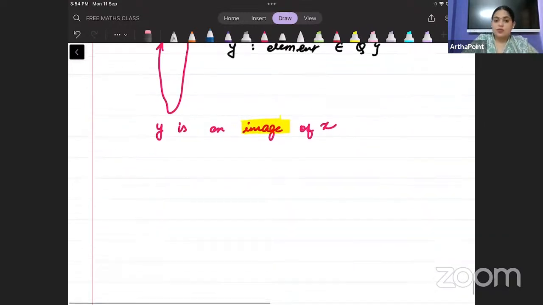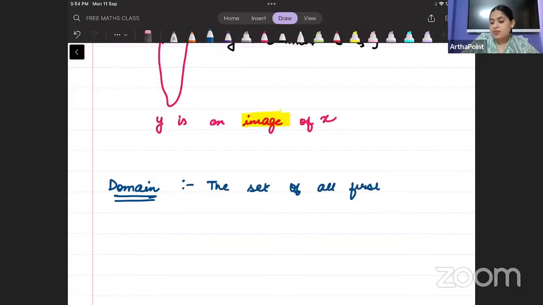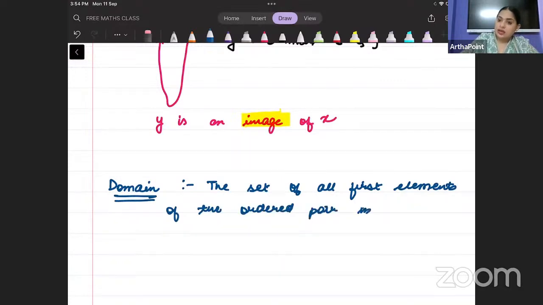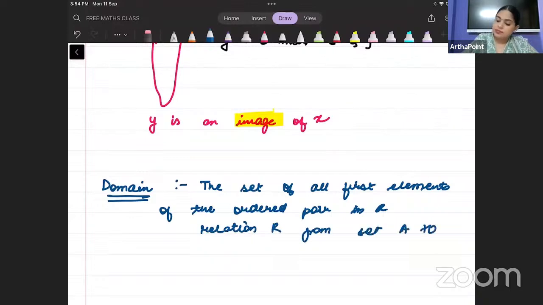Okay, beta, now understand further. Now, I want to define domain today. Ma'am, what is domain? The set of all first elements of the ordered pairs in a relation R from set A to B is called the domain of relation R.